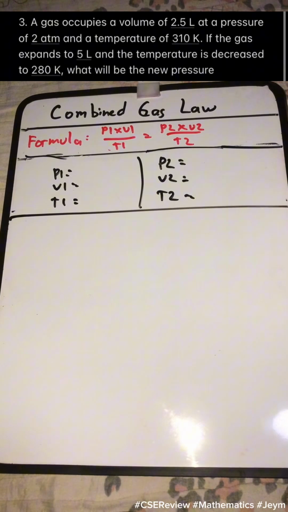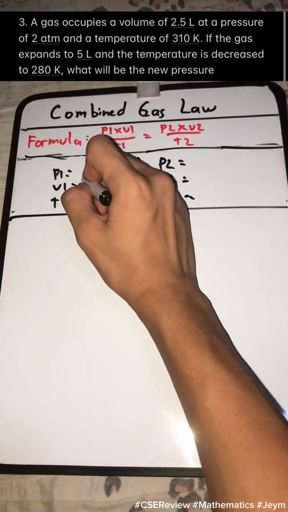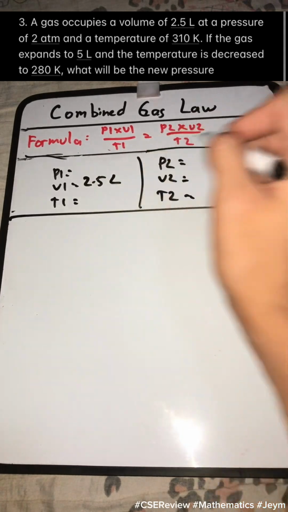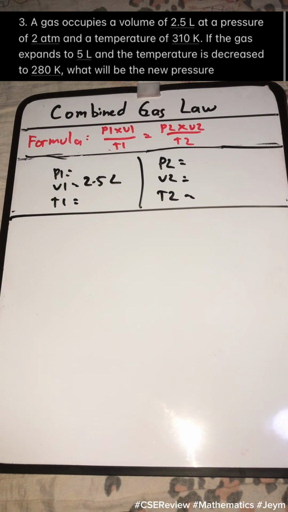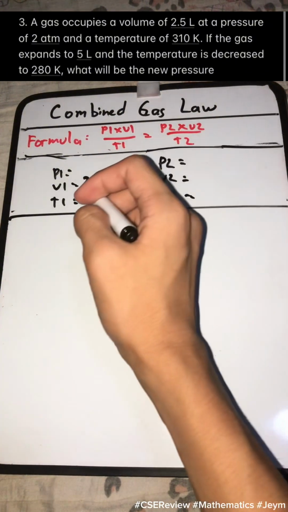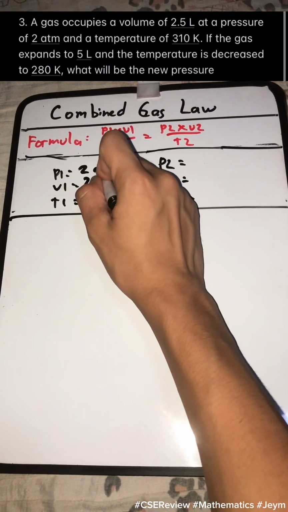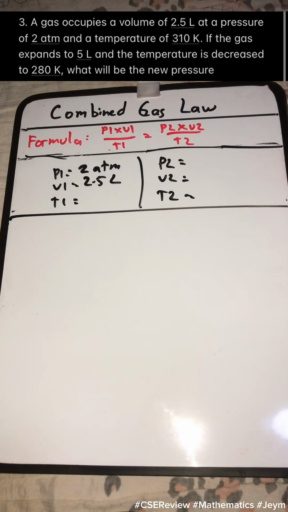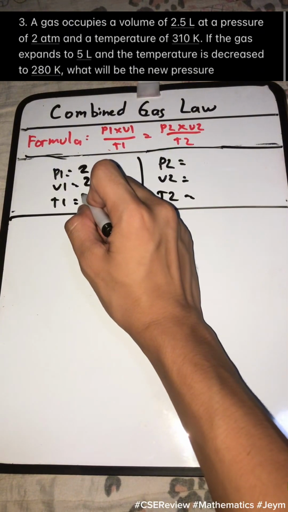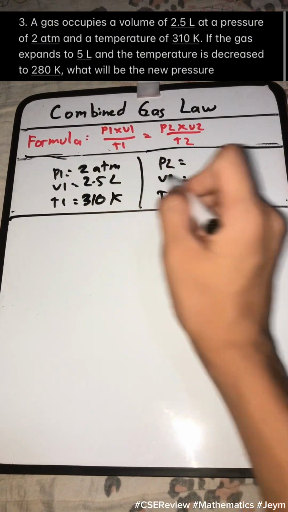We have a gas occupies a volume of 2.5 liters. So that will be our initial volume, which is 2.5 liters. So let's copy this so that we will not get confused during the process. We have a pressure of 2 atmospheric pressure, that will be our initial pressure. Then we have the temperature of 310 kelvins, our initial temperature, which is 310 kelvins.